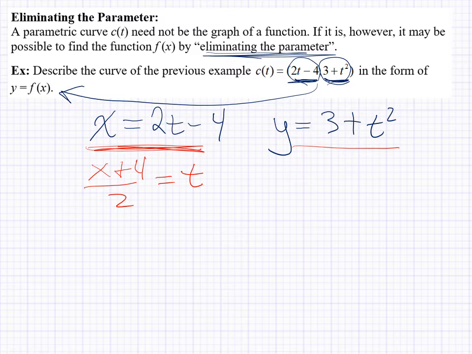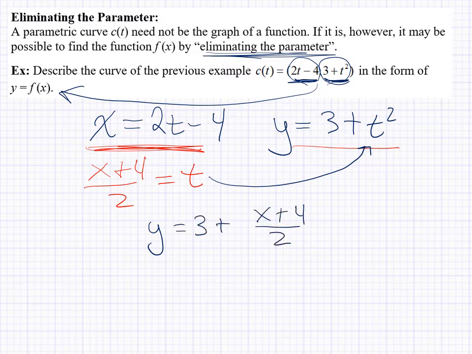And then what I can do is I can take that and plug it into the other equation for t, in which case I'll have an equation with x and y in it. So I'll have y equals 3 plus ((x plus 4) over 2) squared. So there's my x and y equation. Now, obviously, I would want to simplify this so it looks better, but nonetheless, that's my equation.